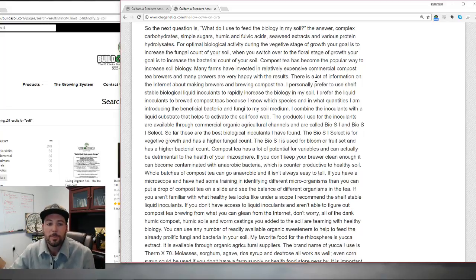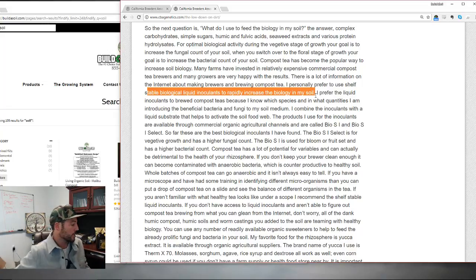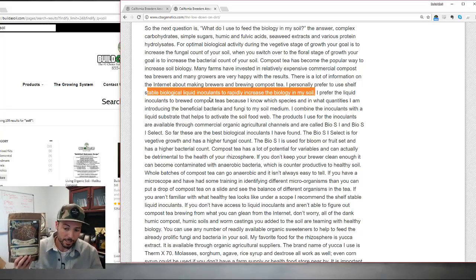Compost tea has become the popular way to increase soil biology. Many farms have invested in relatively expensive commercial compost tea brewers, and many growers are happy with the results. There's a lot of information on the internet about brewing tea. I personally prefer to use shelf-stable biological inoculants to rapidly increase the biology in my soil. I don't like liquid, like he mentioned. We found way better results using a professional dry supplement company.